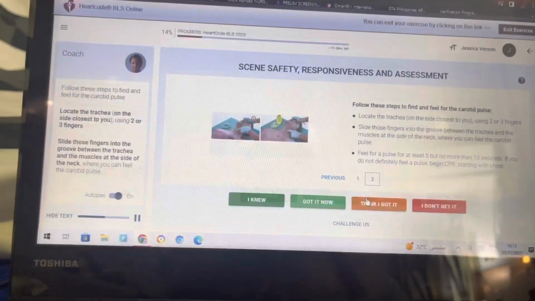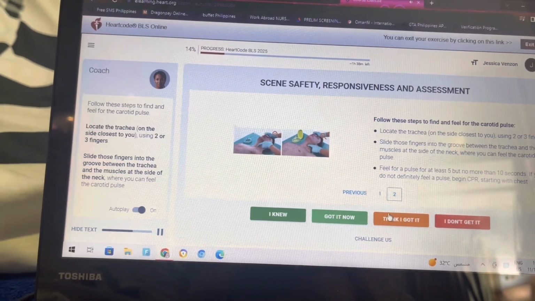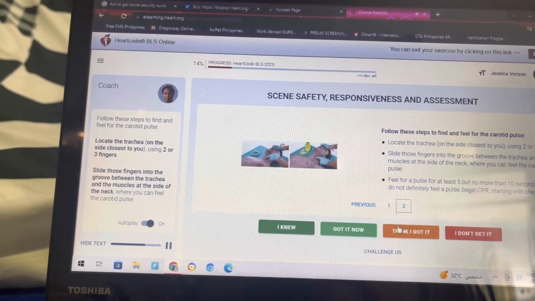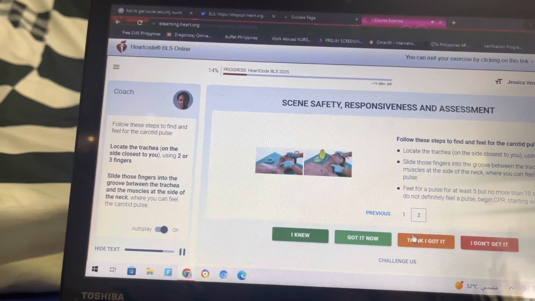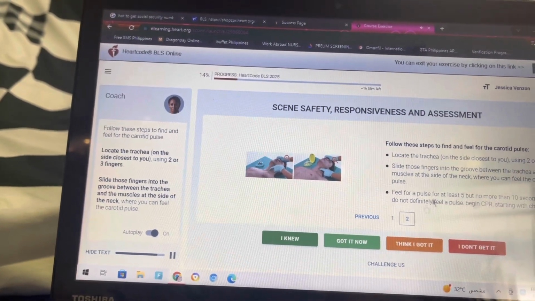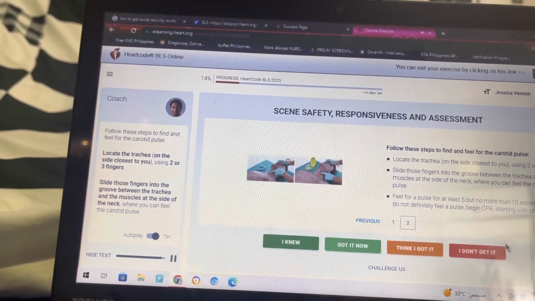The neck, where you can feel the carotid pulse. Feel for a pulse for at least 5, but no more than 10 seconds. If you do not definitely feel a pulse, begin CPR, starting with chest compressions.